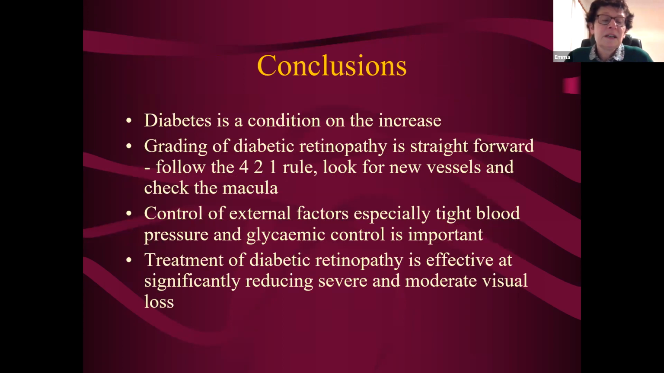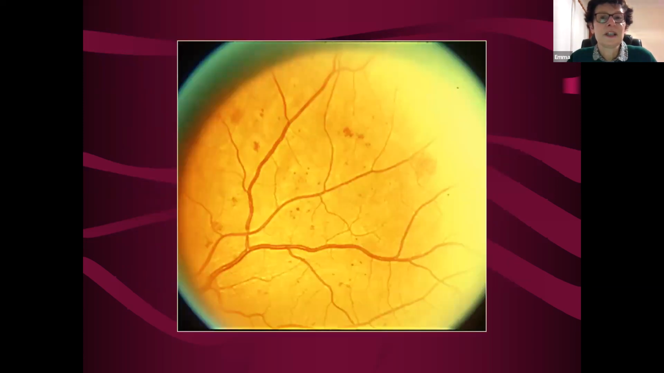So just in conclusion, diabetes is a condition on the increase. It ain't going anywhere. It's just going up. And to grade it, just think about the changes of the blood vessels. Just take it and calmly look at each quadrant and follow the 4-2-1 rule. It's important to control the external factors, tight blood pressure and glycemic control. And treatment of diabetic retinopathy is very effective at significantly reducing the severe and moderate visual loss. And there's a nice picture to finish.